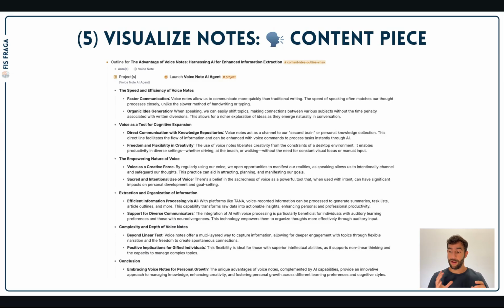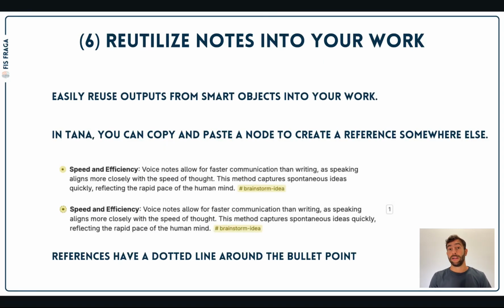Because of the type of thinking that you need in order to create content. It's high quality thinking that goes on. So this is an interesting output such that you can analyze things with quality. Now, finally, this might be the most important part of this workflow, because what are you going to do with these voice notes? So the 6th step is to reutilize these notes into your work and into your life.